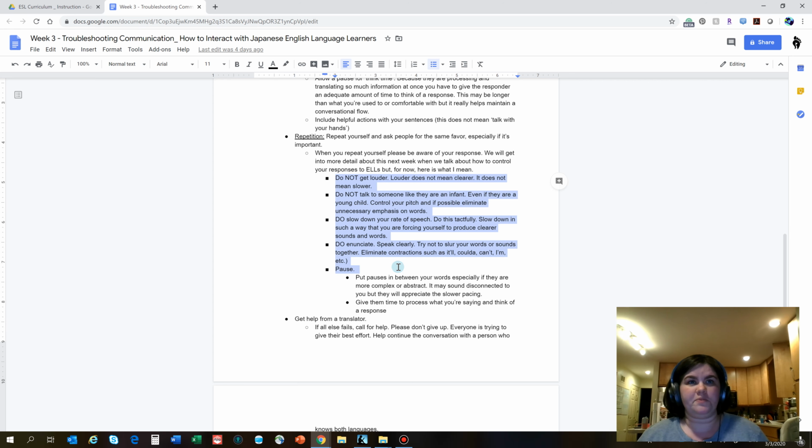This also helps them understand where to put emphasis on words. If you're putting unnecessary emphasis on words when you speak, then they might start speaking back to you that way. And we don't want that for them. We want them to have a natural American English accent when they're speaking.